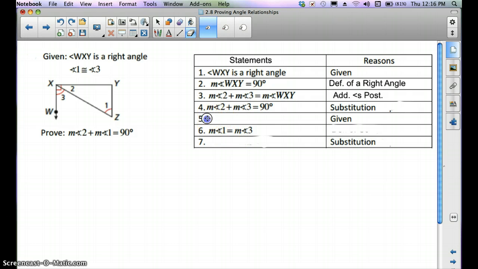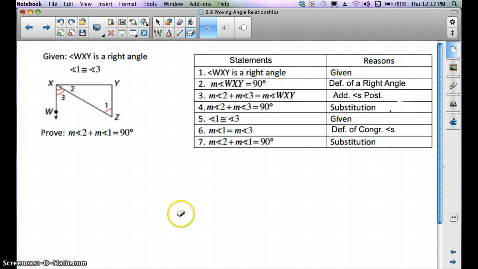So now the other part given is that these two angles are congruent. So how do I get rid of my squiggle? Definition of congruent angles. Now what am I going to substitute in? There you go. Measure of angle 2 and the measure of angle 1 equals 90. That's substitution.